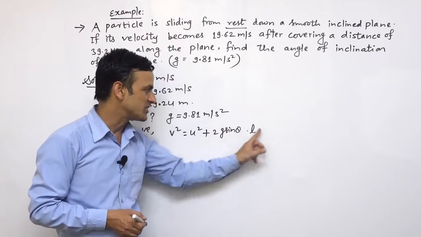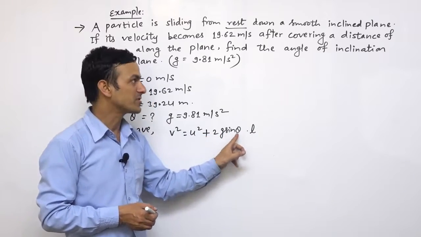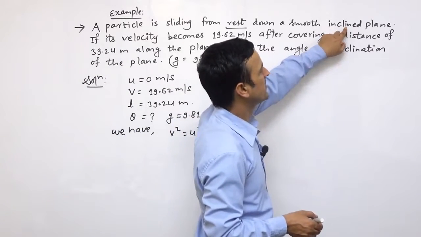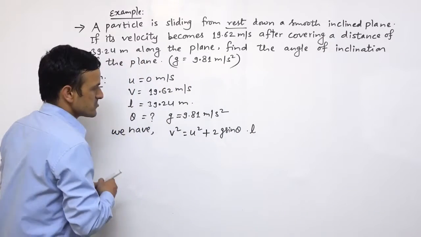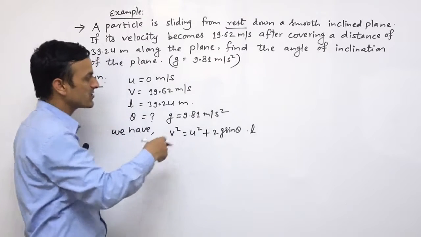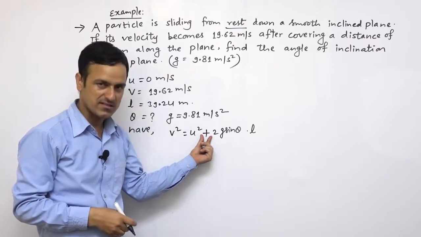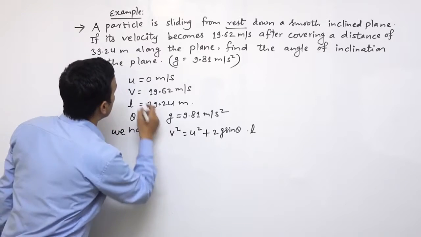Pahila padeko formula 2GH ho. H ko thau ma L ra G ko thau ma G sin theta, because it is an inclined plane here. So it is plus because the body is sliding downward. In the case of downward, we should write down the plus sign. So write down the values.